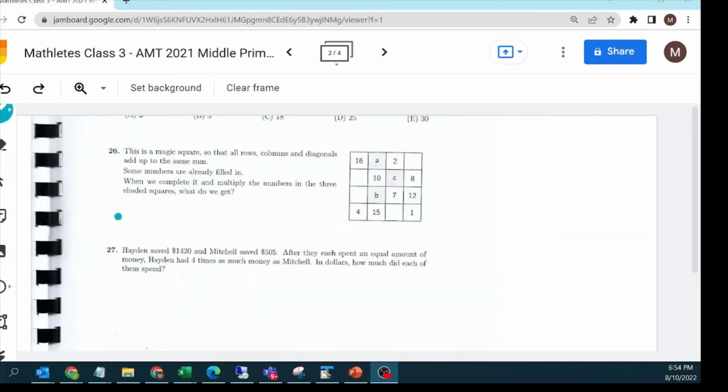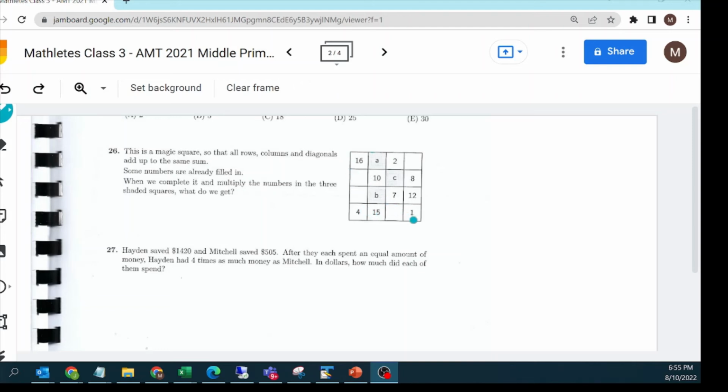So let's get into question number 26. This is a magic square so that all rows, columns and diagonals add up to the same sum. Some numbers are filled in. When we complete and multiply the numbers in the 3 shaded squares, which are A, B and C, what do we get? So let's start with a diagonal, or a row or a column which is completely filled in, to figure out what the sum would be.